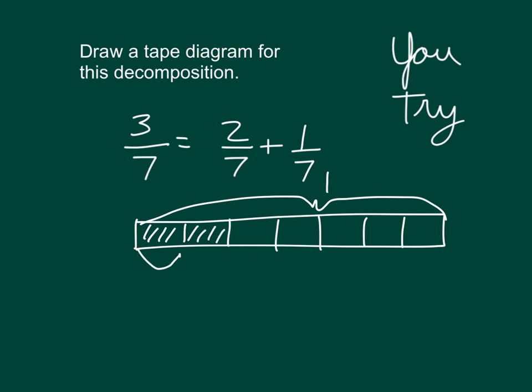So we will go ahead and shade in 2 of those 7ths, make sure to label it, and then we'll shade in another one of those 7ths. So that 3/7 is broken apart into 2/7 and 1/7 for my tape diagram. The unit fraction again that I am looking at is 1/7.